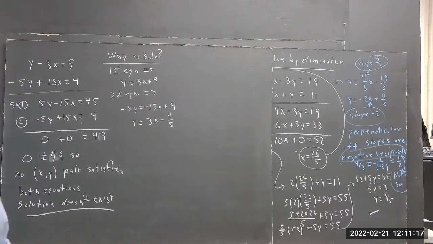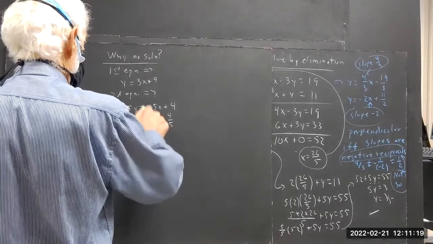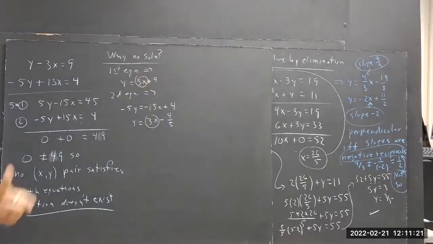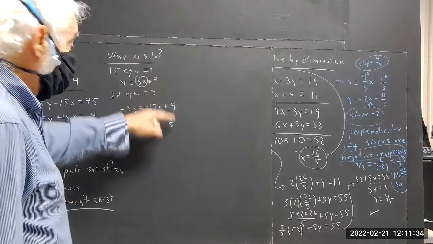A big deal here is that you've got 3x here and 3x here. What does that tell me? That tells me that both lines have the same slope, but they have different y-intercepts.